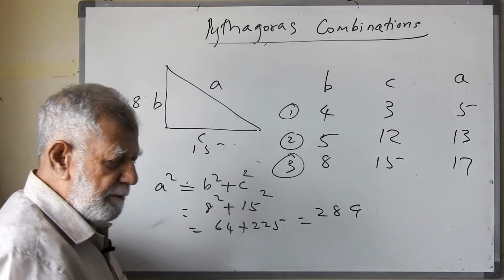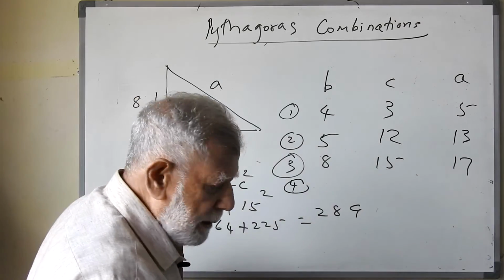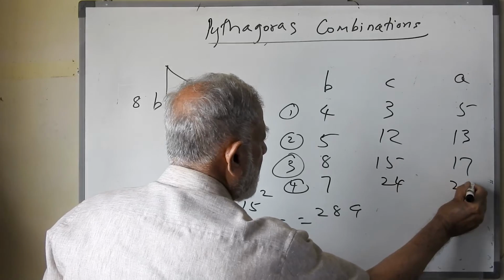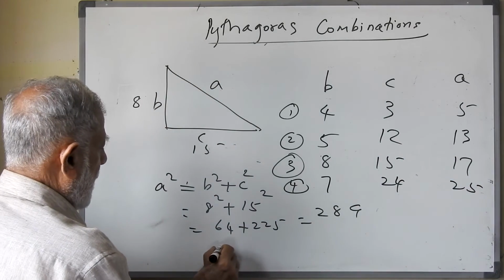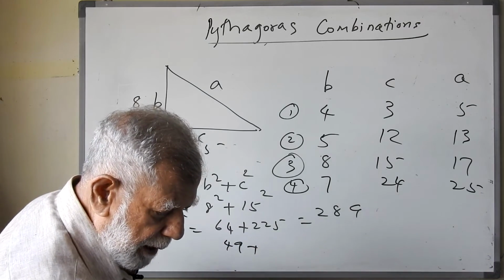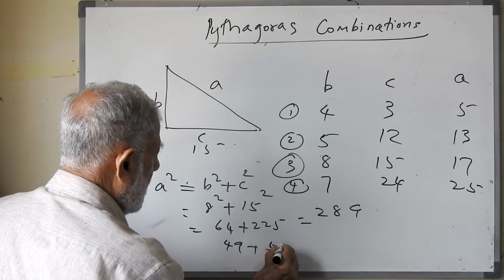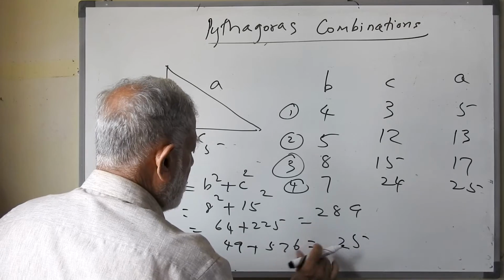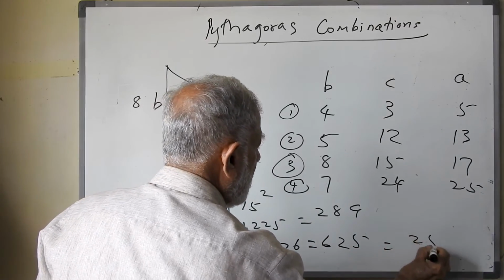One more combination we have, that is the fourth combination, 7, 24, 25. So 7 squared will be 49, plus 24 squared will be 576. When you add all that, you get 625. 625 will be 25 squared.